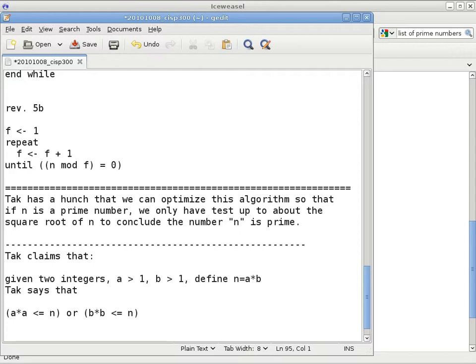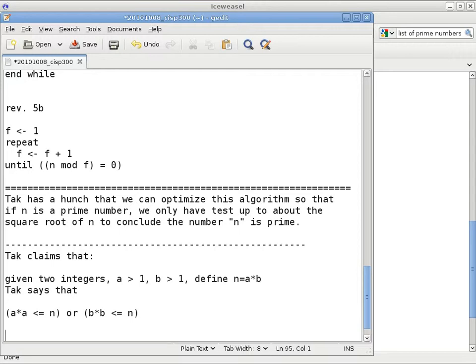Does anyone want to pick a different pair of numbers as an example? 5 and 7, okay? A is 5, B is 7. N, by definition, is 35. 5 times 7 is 35. 5 times 5 is less than or equal to 35. I'm done. Okay? Can anyone come up with a counterexample to show that this is not right? If you guys can come up with a counterexample, you can have my Miata. Okay? Can anyone come up with a counterexample?